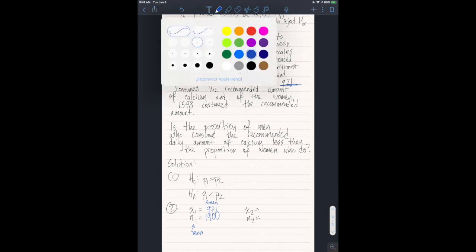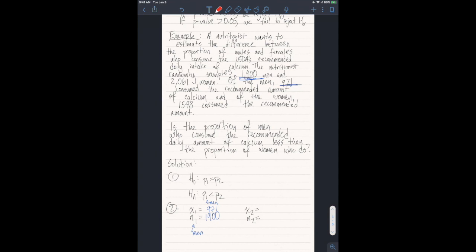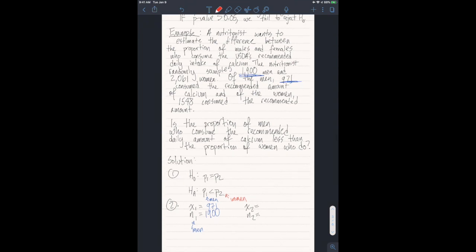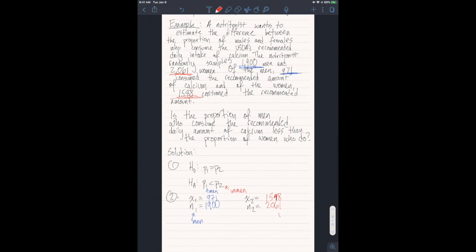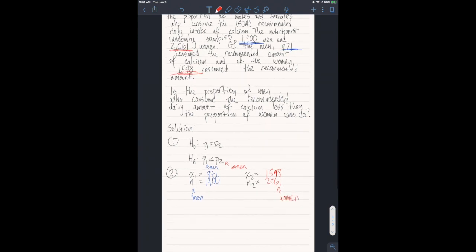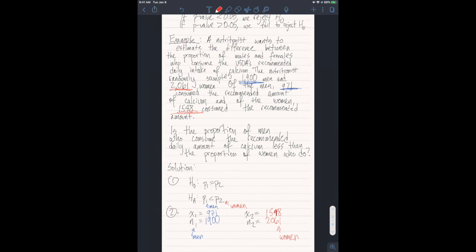For the women, that's when I made the 2. For the women, the sample size, how many women did we sample? 2,061. And of those, how many successes? 1,548. That's an ugly 4. There we go. That's a little better. These were the numbers from my sample of women. And these are the numbers we're going to enter in StatCrunch.